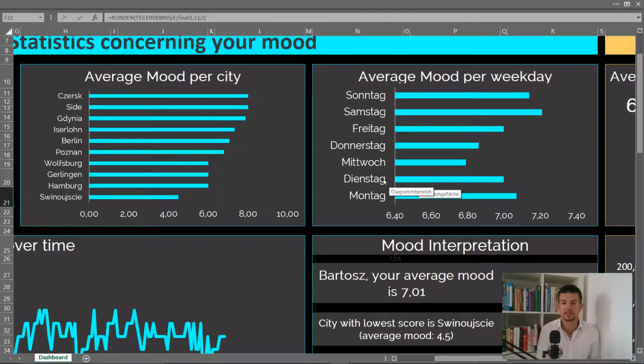Basically, it shows us that on Sundays, Saturdays, Fridays, and Mondays, my mood tends to be higher. So the weekends and around the weekends, Fridays and Mondays, my mood is higher. On Tuesdays, Wednesdays, and Thursdays, my mood is lower. So basically, when I meet my family and friends, my mood tends to be higher.